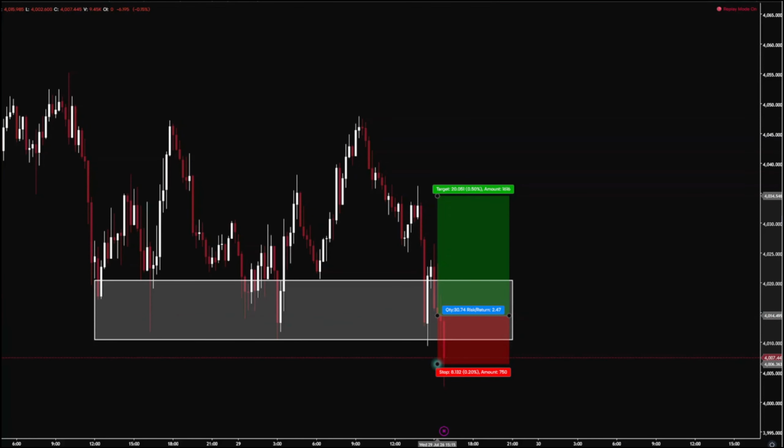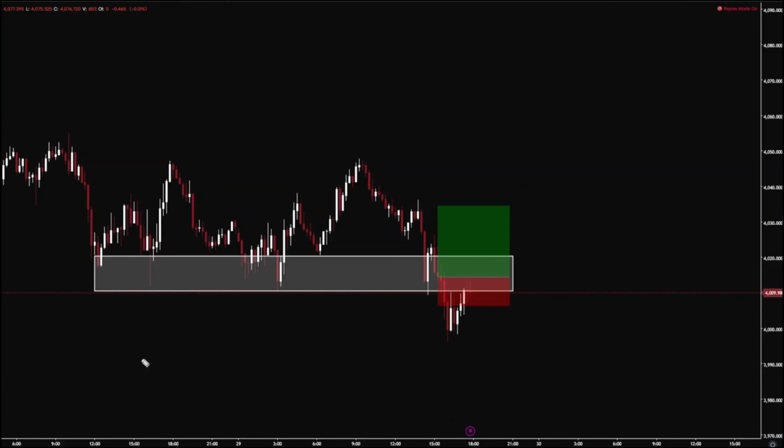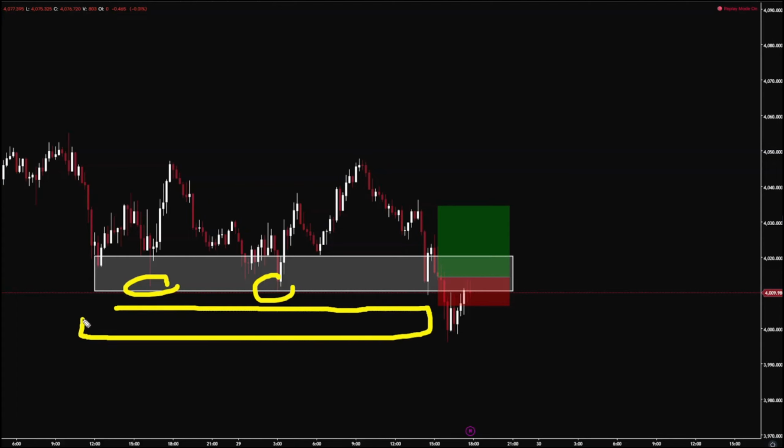Think about a trader who wants to buy a large position. They need enough opposing orders to fill that position without moving price too far against them. That's why these obvious areas matter. Not because the market is hunting you, but because liquidity tends to gather where everyone is looking.